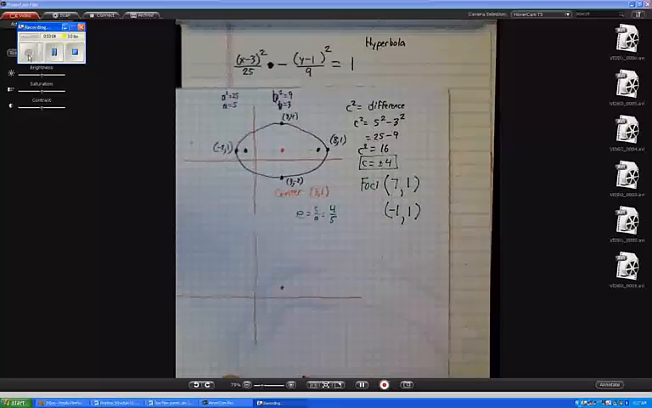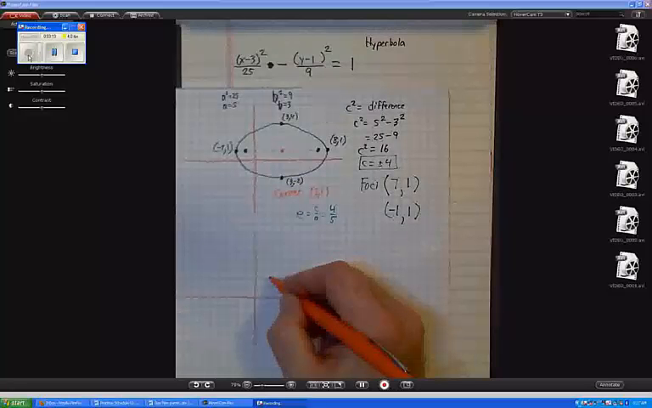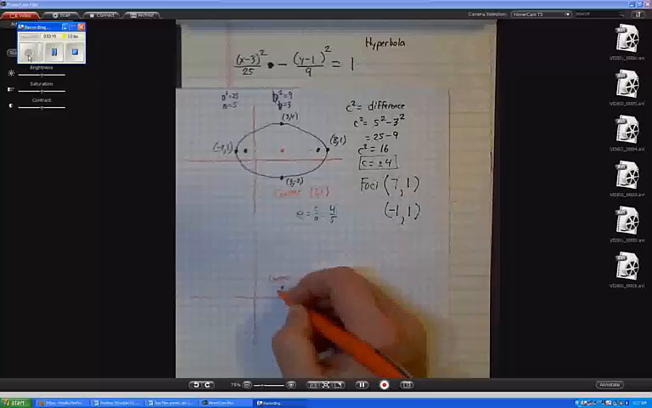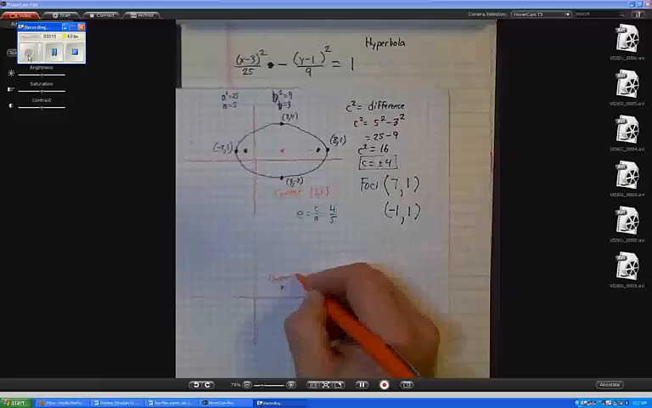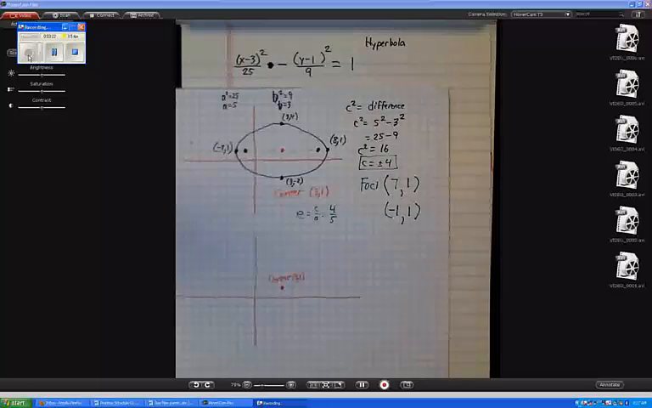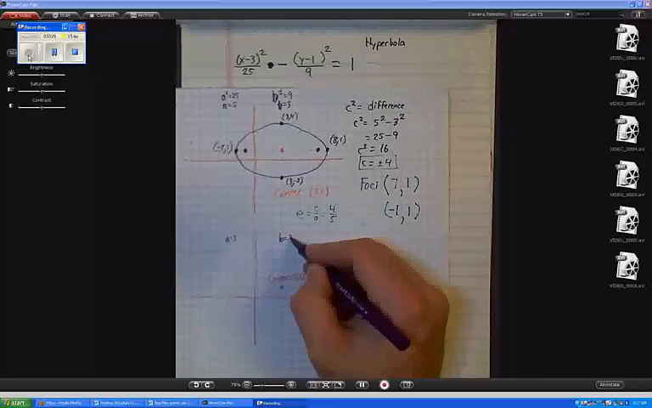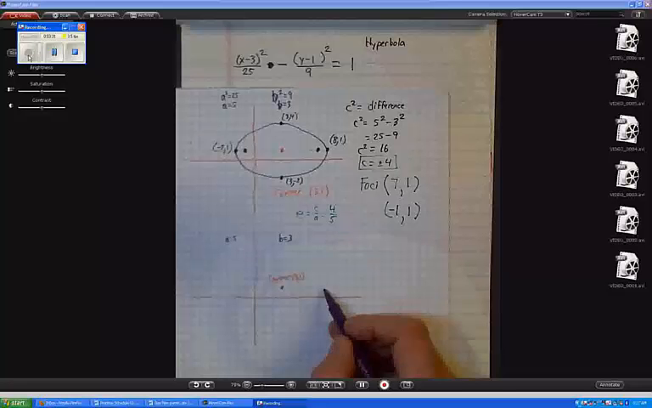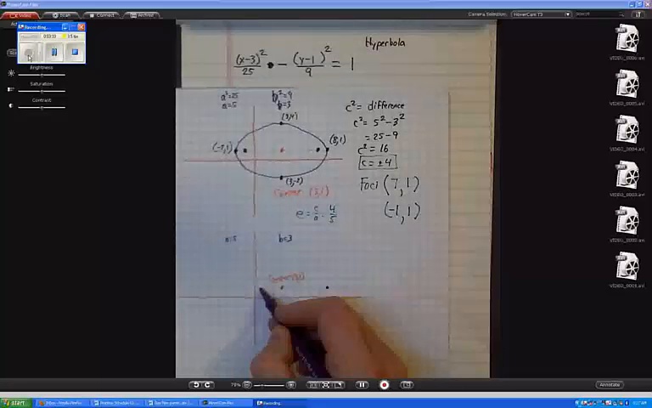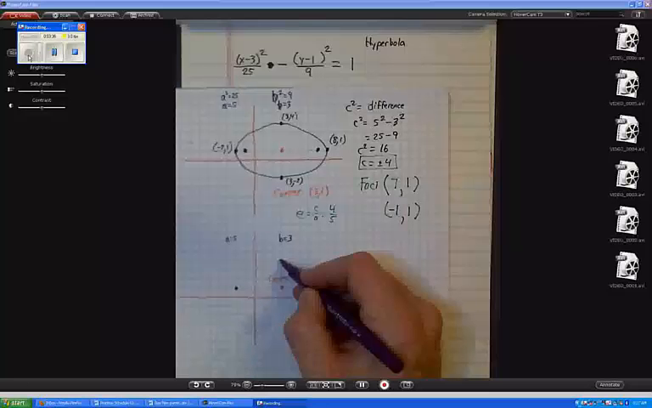Okay. What are the next 4 points I plotted? Yeah, I used A and B, that's right. So remember, A was 5 and B was 3. And that allowed me to move out 5 in each direction and up and down 3.